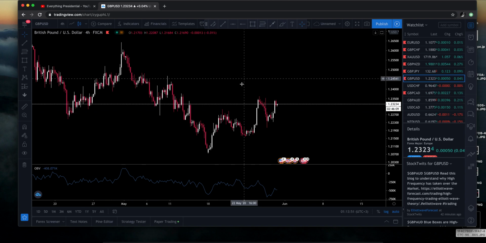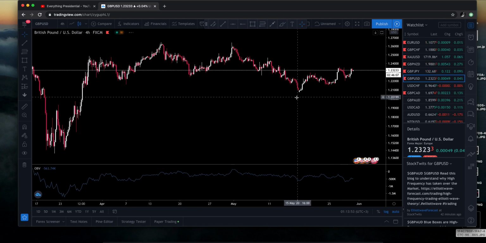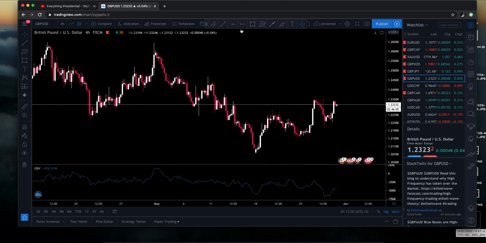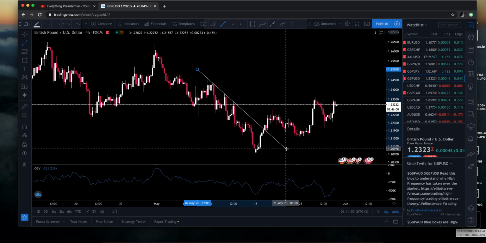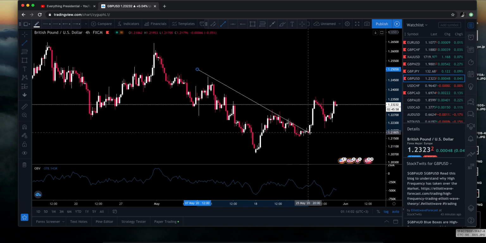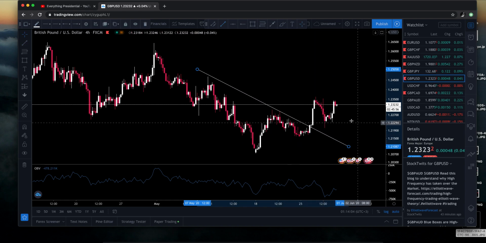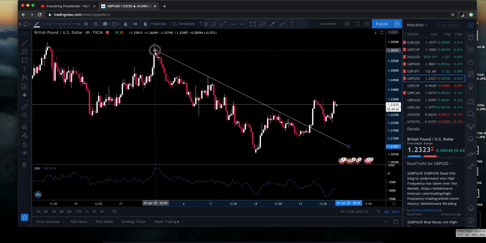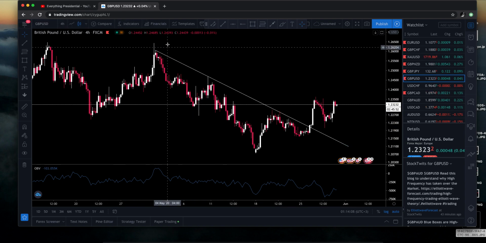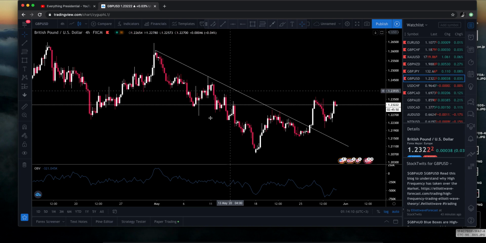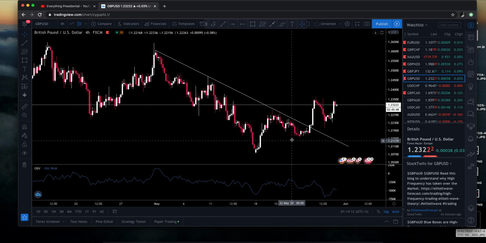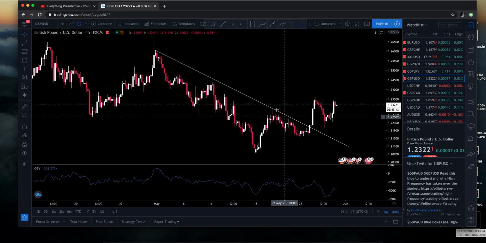Okay, so I was looking at GBP USD on the 4-hour time frame. Clearly I can see that the market was in a major downtrend. Why do I say that? Because the market is making lower highs, lower lows, lower highs, lower lows, lower highs, lower lows. So that was my first confirmation that we are going to be looking for sells.